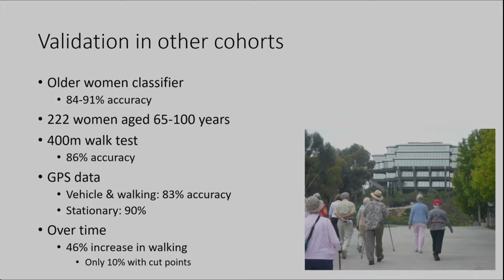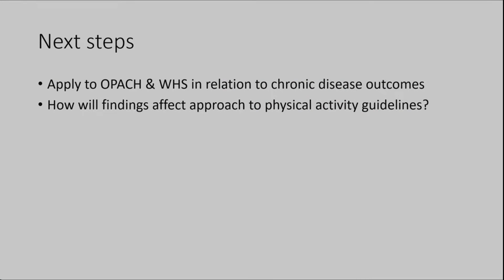And again, we saw big differences if we use these methods versus a traditional cut point for the changes over time. So I think what's important about this is, we've got these data sets, the OPACH and the WHS, large data sets with chronic disease outcomes and mortality that we can now start applying these methods to. So how is it going to affect potentially our approach to the physical activity guidelines? And possibly not this new 2018, but maybe the next ones.